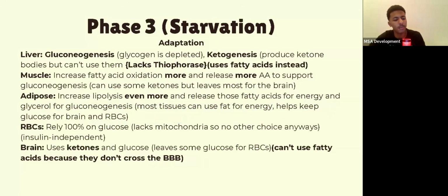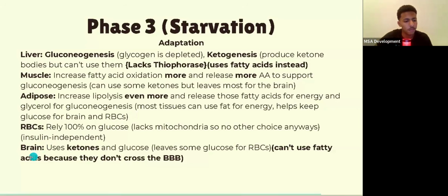And finally, for the RBCs and the brain, RBCs rely 100% on glucose because they lack mitochondria. It's not like they have a choice. They can't really function on fatty acids or ketones or whatever. They can only use glucose. No glucose, they're going to die. And so the entire body, as we can see, is trying to leave this glucose for the RBCs and the brain. And now let's talk about the brain.